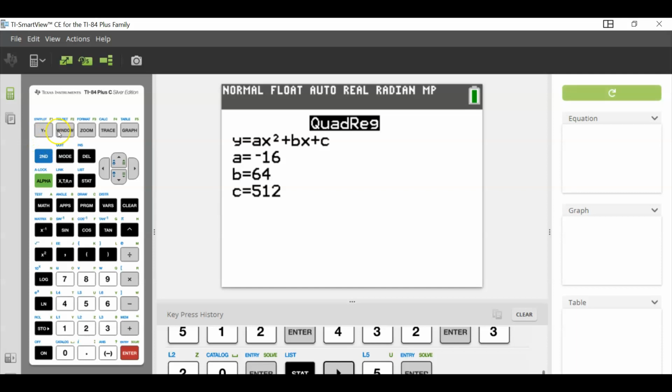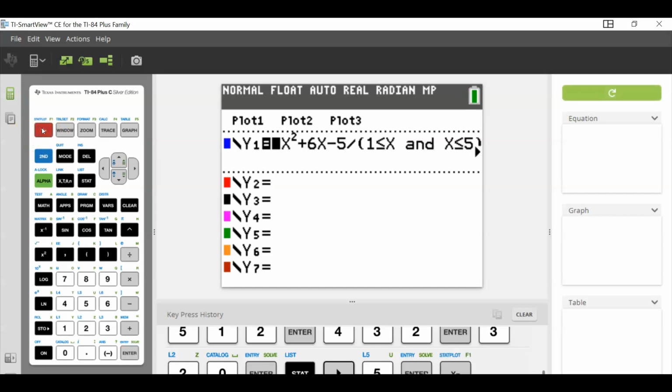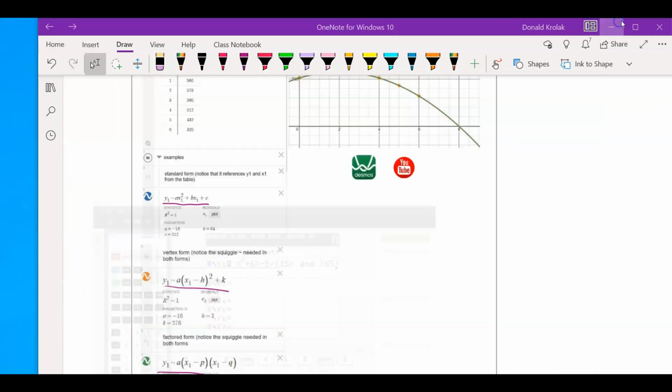Now, if you want to graph a normal equation again, yeah, never mind, you're okay. All right, so that's called quadratic regression. Now we'll do it on Desmos.